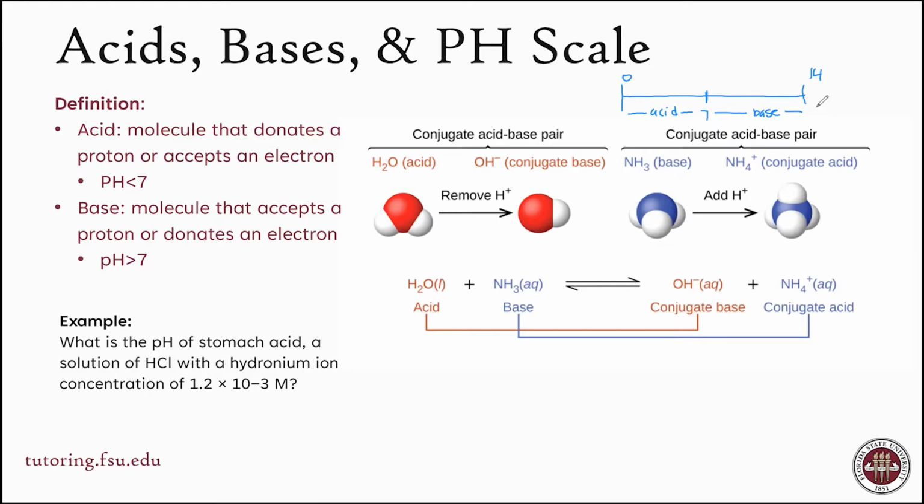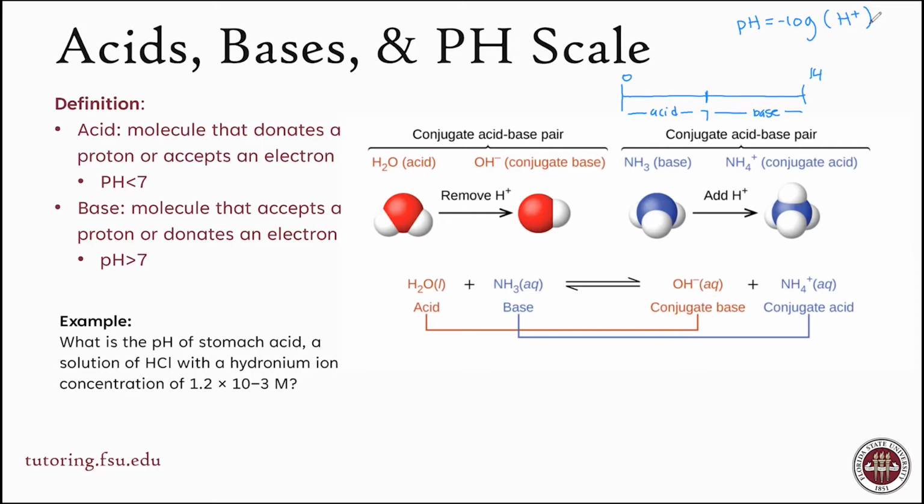And so we can relate acid and bases to the pH scale by taking the negative log of the H+ concentration. So pH is equal to negative log of H+ concentration.